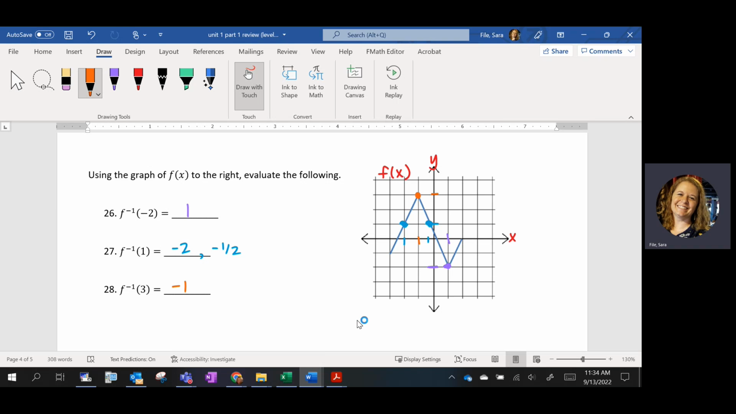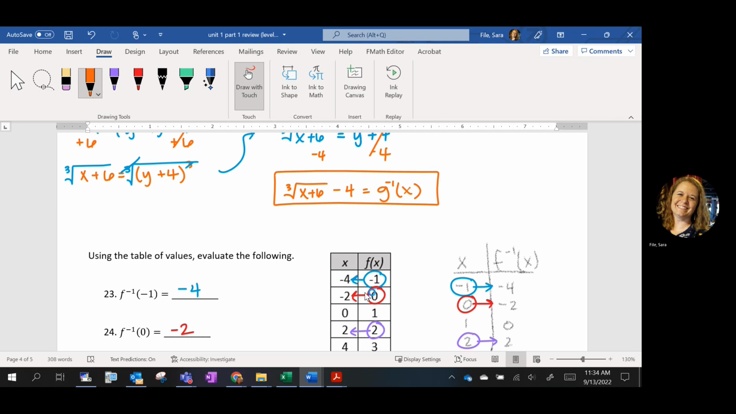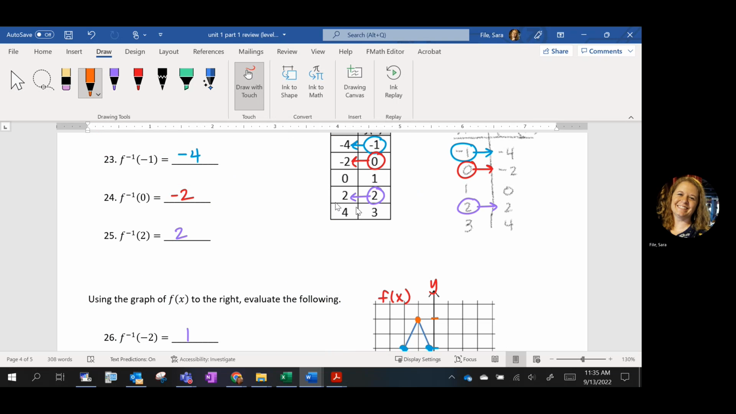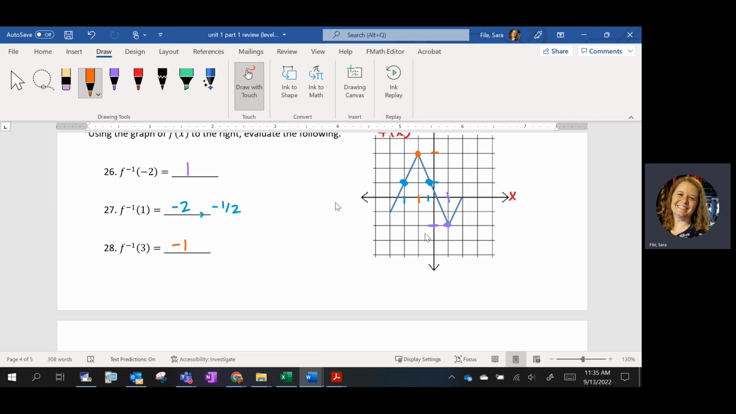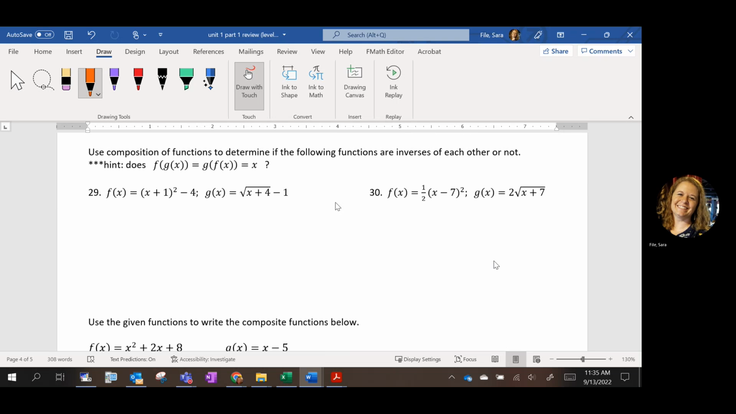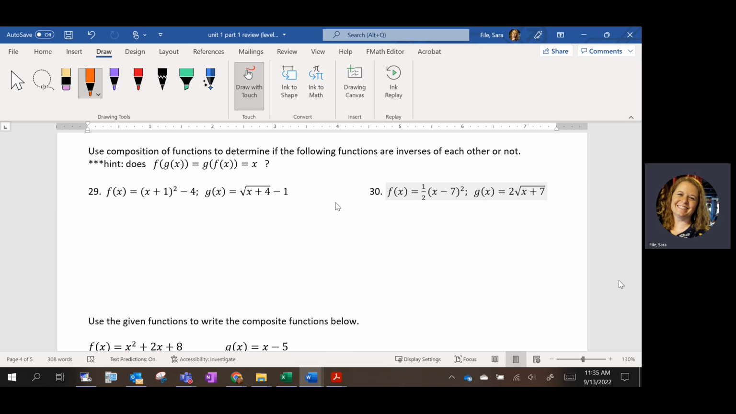All right. So inverses algebraically, inverses by table, inverses by graph. And last but not least, verifying if functions are inverses or not. The composition of two functions should come out to x if they are inverses. So if I do f of g of x or g of f of x, it should all undo each other. Everything should undo itself and just leave me with the variable x. If it doesn't leave me with that, then those are not inverses.